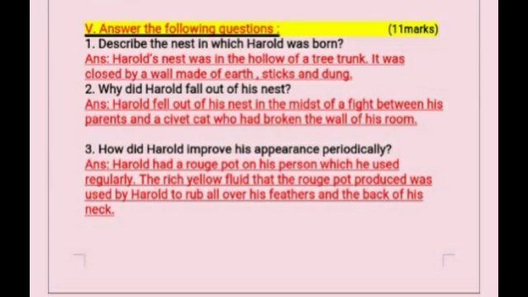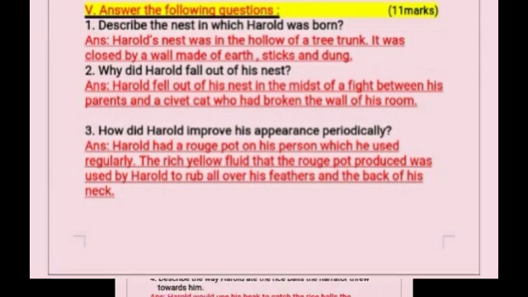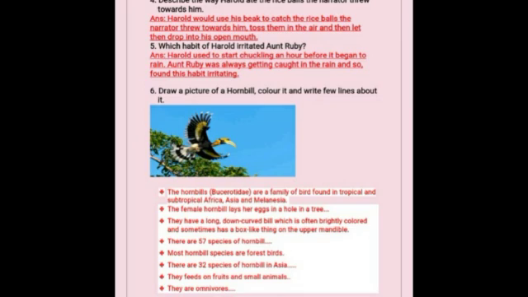Next one, how did Harold improve his appearance periodically? So Harold had a root pot on his person which he used regularly, and the rich yellow fluid that the root pot produced was used by Harold to rub all over his feathers and the back of his neck. So now the next question. Describe the way Harold ate the rice balls the narrator threw towards him. So Harold would use his beak to catch the rice balls the narrator threw towards him and toss them in the air and then let them drop into his open mouth. So he just enjoyed eating.